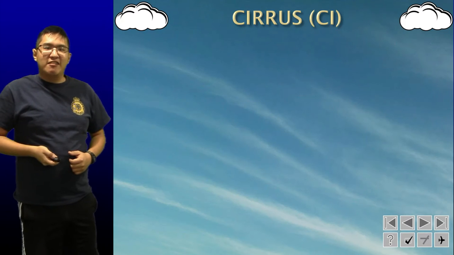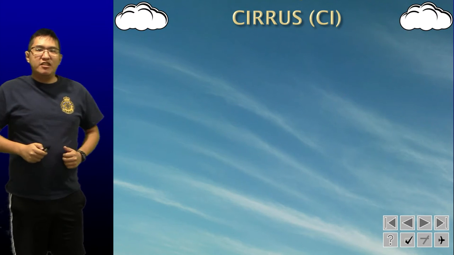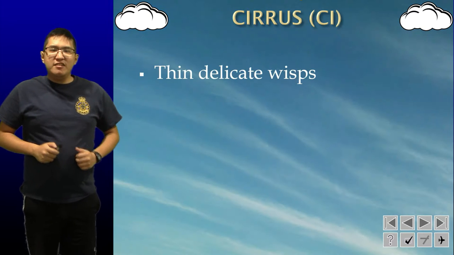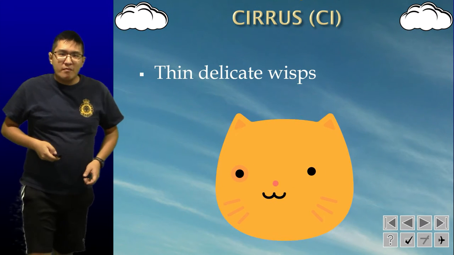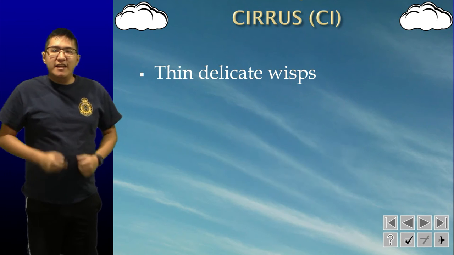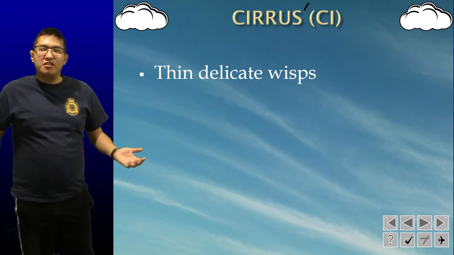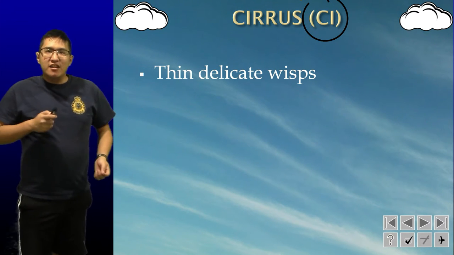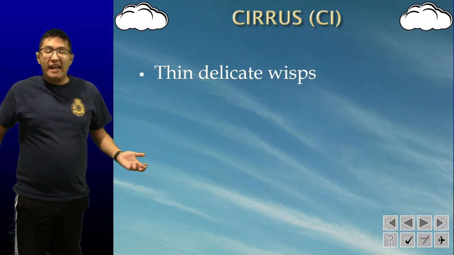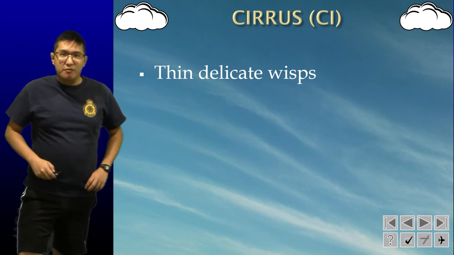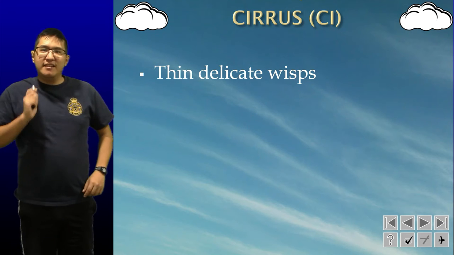Alright, high clouds. So this is a cirrus cloud. What a cirrus cloud is, they're thin, delicate wisps, kind of like little whiskers. Notice that the name also has an abbreviation right next to it, CI. It is a good idea to remember these because these will come up once we start to get into weather reports. So make sure you remember, cirrus is CI.